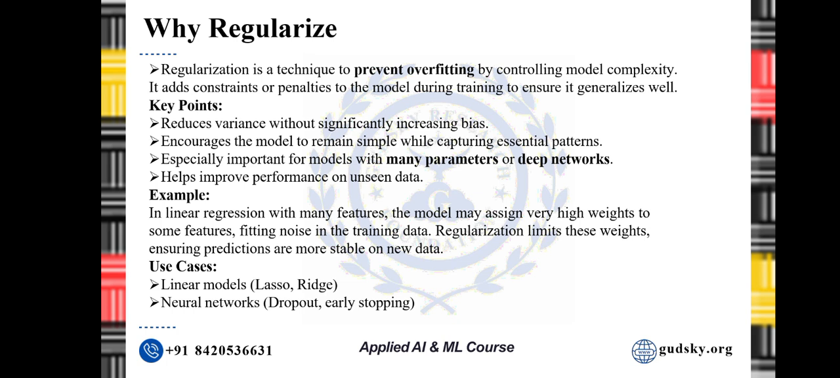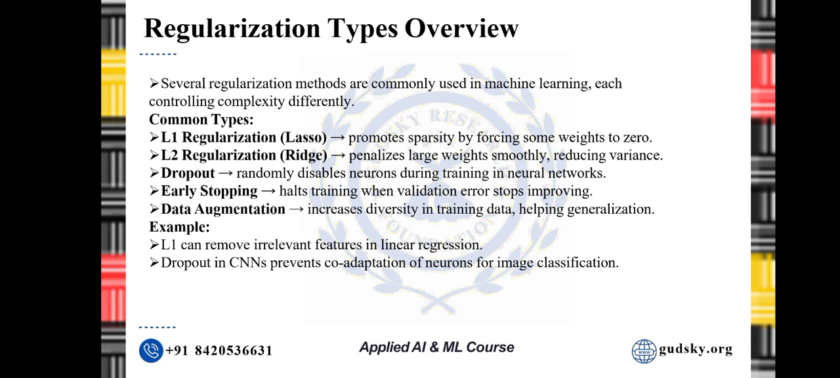So let's take an example. Suppose you are doing linear regression with 100 features. Without regularization, the model might assign very large weights to random features, trying to fit noise. Regularization will limit those weights, helping the model focus on meaningful relationships instead. So, in short, regularization helps your model stay humble and realistic, not overconfident and noisy. So, this is what regularization is, and next we'll see the types of regularization.